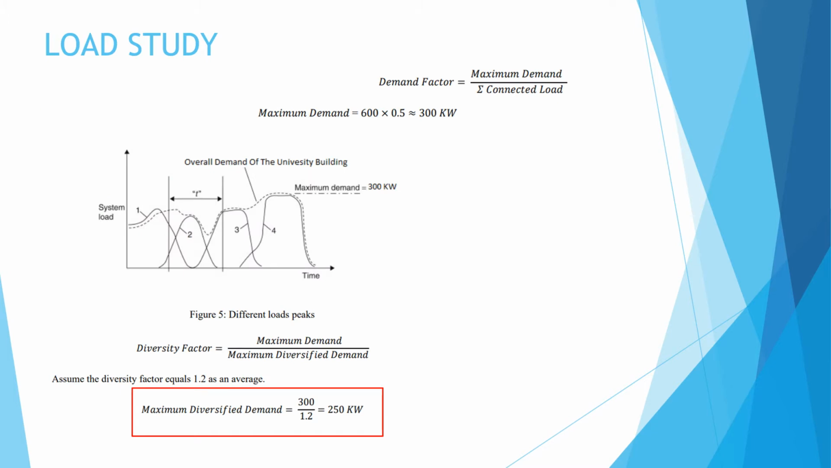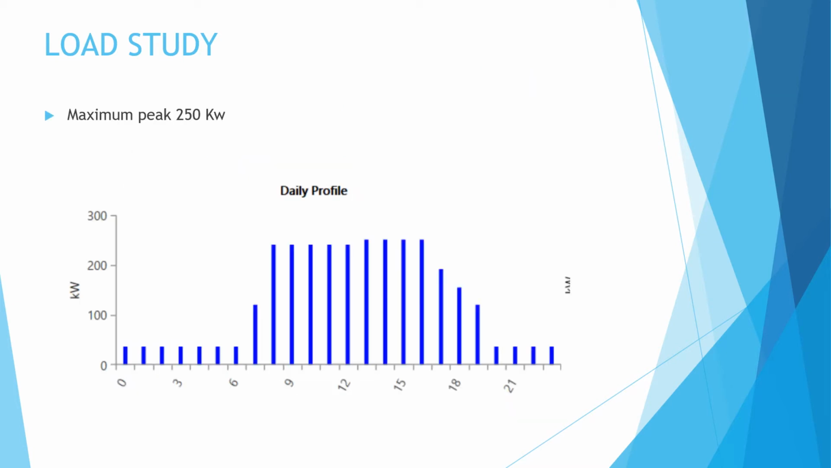Now we need to calculate the maximum demand, and for this case we're assuming a demand factor of 0.5, which gives us a total of 300 kilowatts. We are also assuming a diversity factor of 1.2 as an average, which gives us a maximum diversified demand of 250 kilowatts. So here we have the daily load profile of a university building, and this graphic is going to be uploaded in Homer Pro, so we can have our simulation.